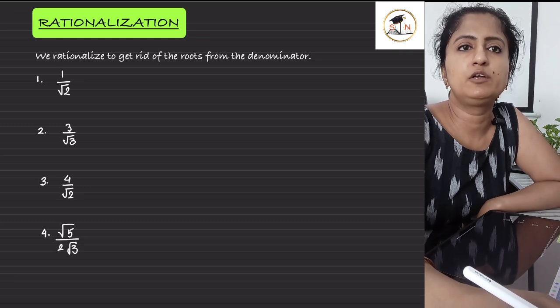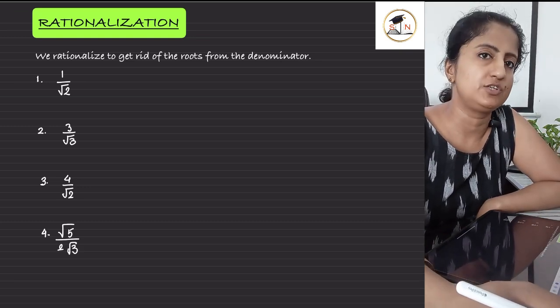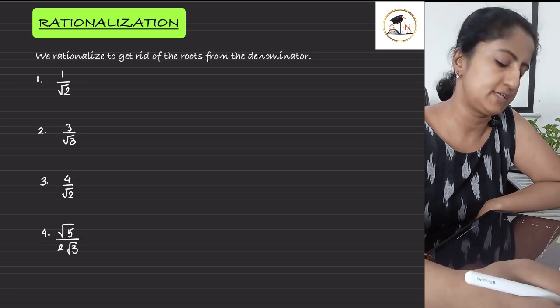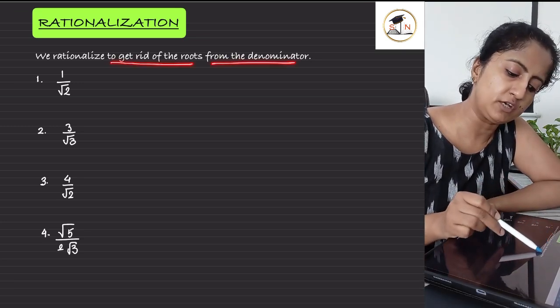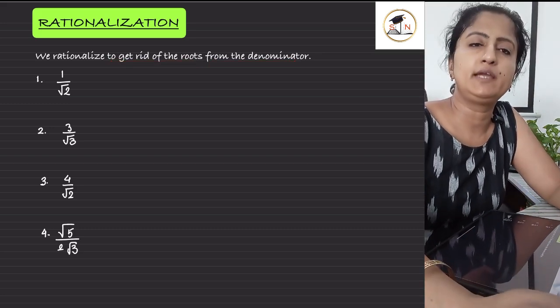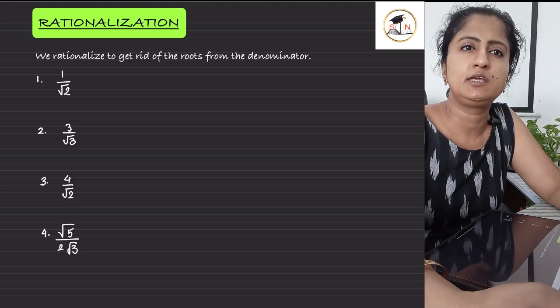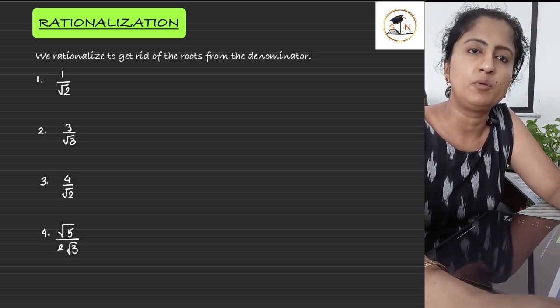In this video, we are going to rationalize the different roots. First of all, what is rationalization? Rationalization is a process which is actually helpful to get rid of the roots from the denominator. In the questions that you will be getting in class 9th or that you will see in class 10th also, you will always be rationalizing the denominator.